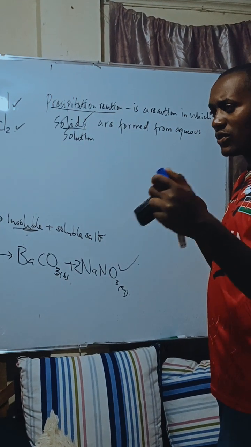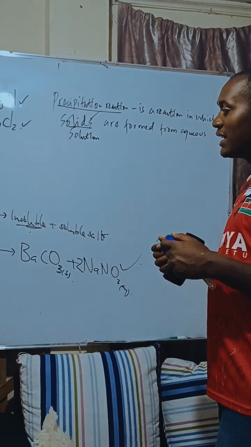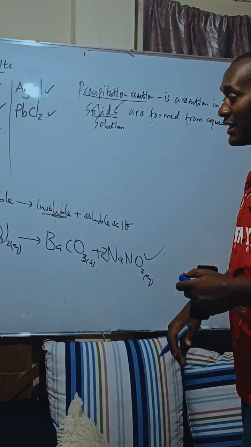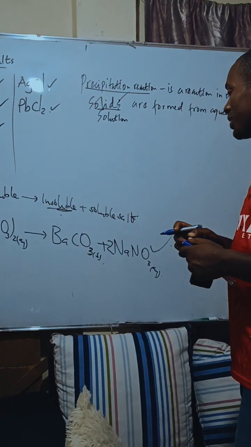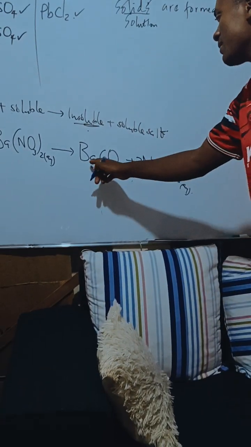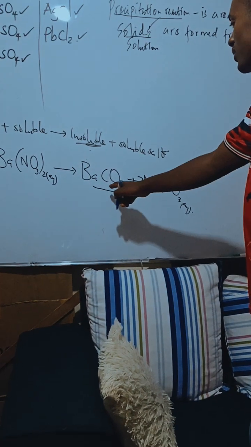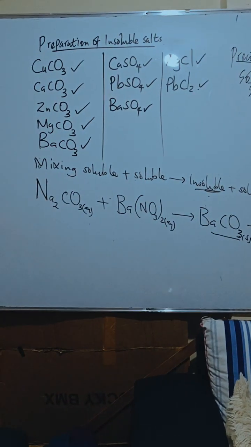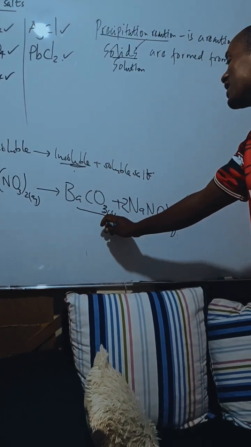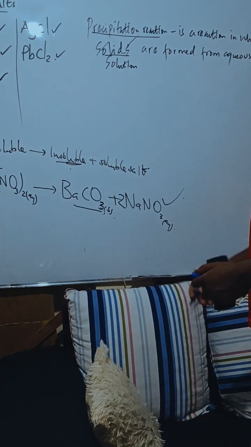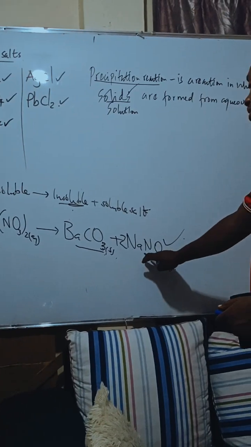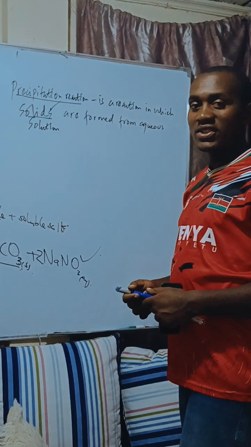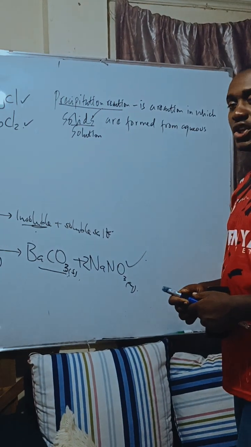Therefore, if you mix a soluble salt with another soluble salt, the ions that are in the other soluble salt are going to mix together to precipitate out an insoluble salt. For example, when you react barium nitrate with sodium carbonate, it is going to precipitate out an insoluble salt of barium carbonate and an aqueous solution of sodium nitrate. This type of reaction is known as precipitation reaction or double decomposition.